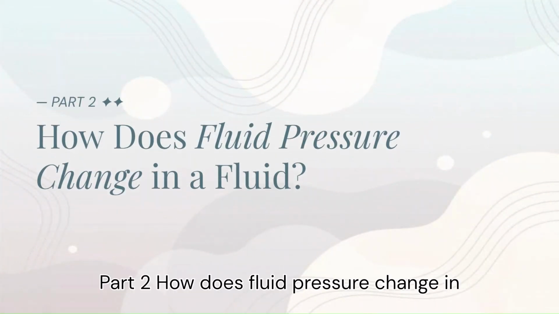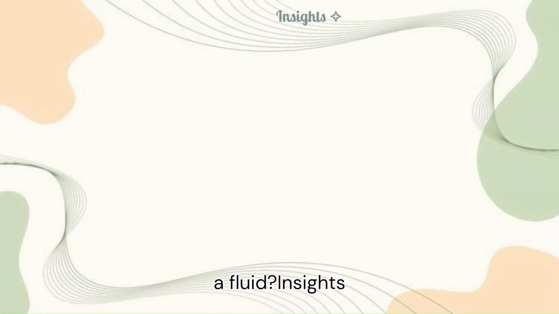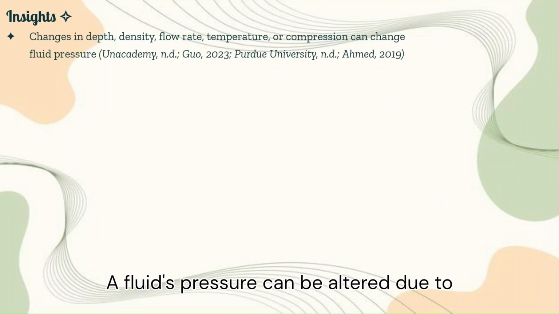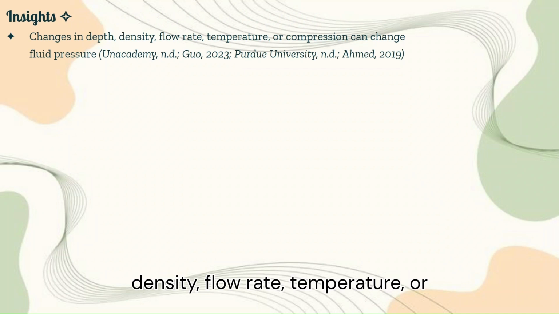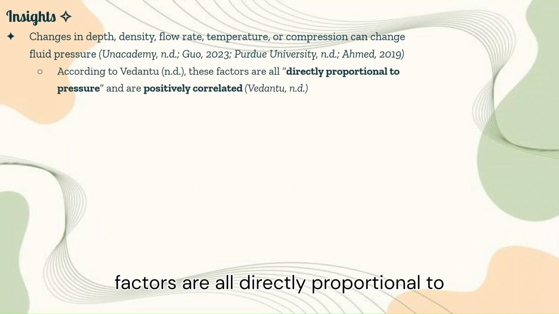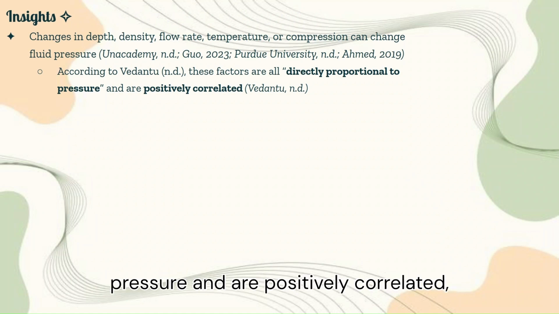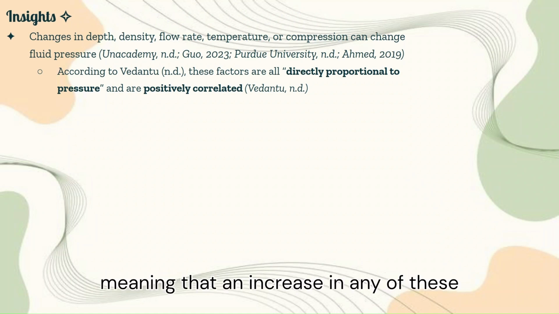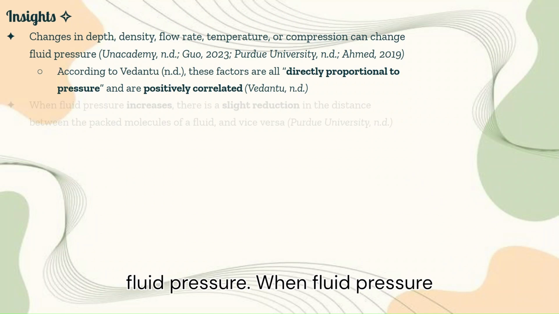Part 2. How does fluid pressure change in a fluid? Insights. A fluid's pressure can be altered due to a multitude of causes such as depth, density, flow rate, temperature, or compression. According to Vedantu, these factors are all directly proportional to pressure and are positively correlated, meaning that an increase in any of these factors will result in an increase of fluid pressure.